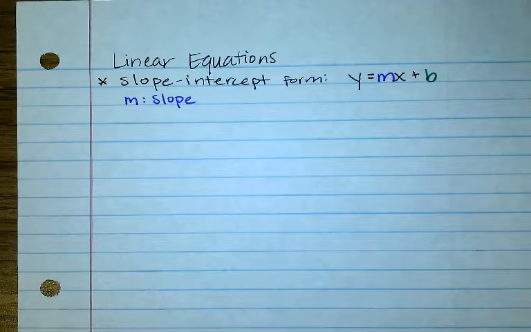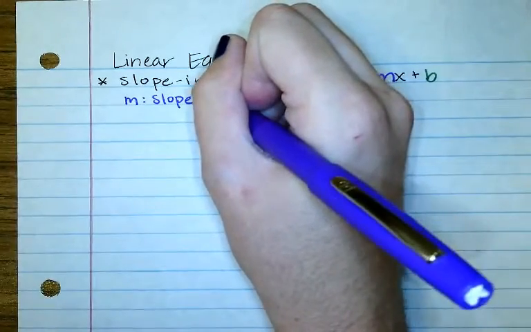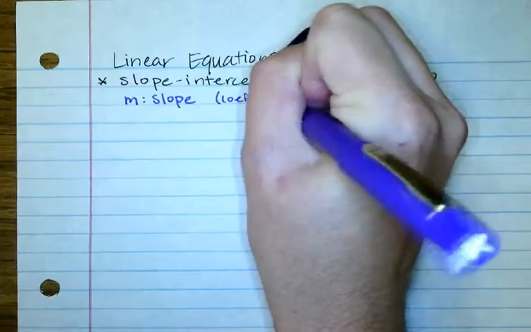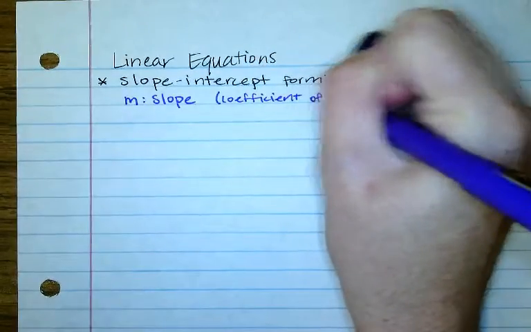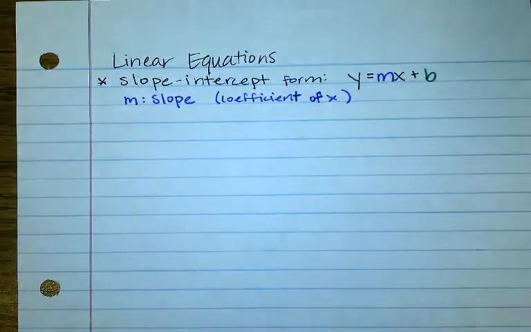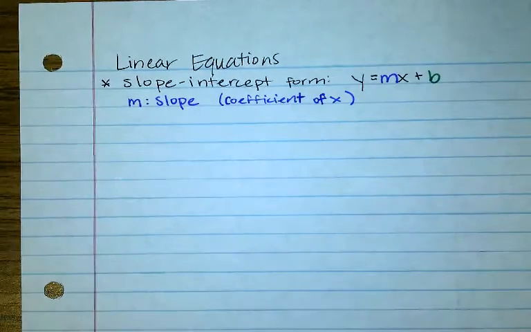And guys, one thing that's important to look at is this m, this slope, is the coefficient of x. All right, guys? So it's always going to be that coefficient. Oh, that's a c. Sorry, that's a horrible c. There we go. It's a coefficient of x.